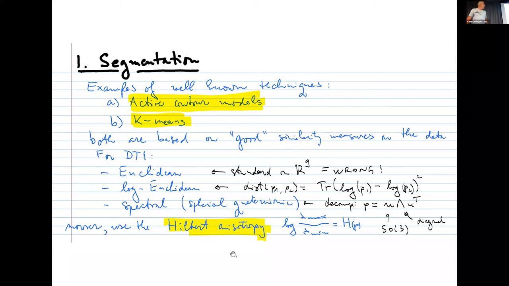And it's based on the Hilbert anisotropy. So that's what the people call it. I don't know why Hilbert, but it's David Hilbert. We shall come to David Hilbert in a moment too.